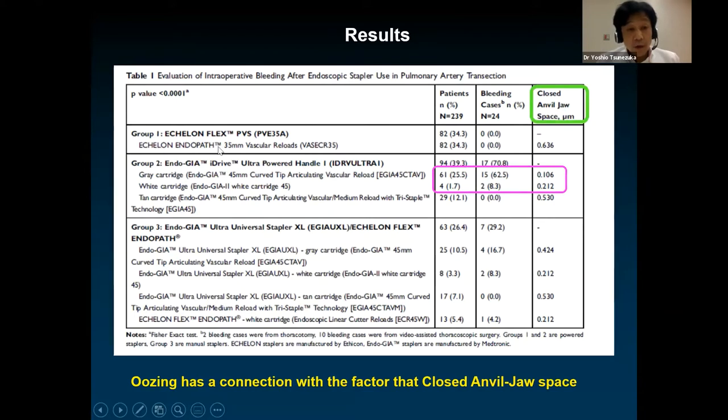As you know, in group one, Echelon Flex 7, bleeding case is nothing. There are no cases of bleeding. But group 2, Endo GIA I-Drive and gray cartridge, has many patients with bleeding, about 22.5%. And manual stapler, in cases with a manual stapler, is 20% of bleeding cases. And the most cases in the Endo GIA Ultra stapler gray cartridge.